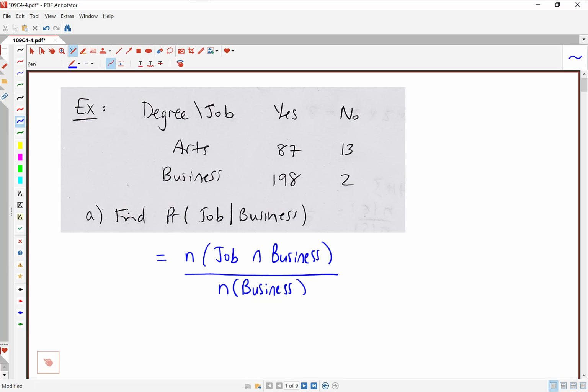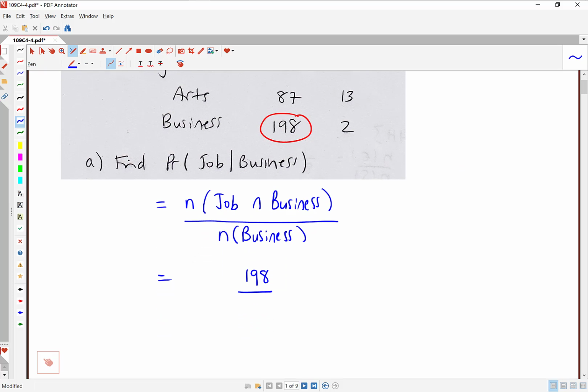On top, we want the number who have a job and are in business. So let's go job, yes, and business, that's 198. So that's our top number. And what we need to divide by is the number of students in business. So we need to look at all the students who are in business and just add up those numbers. So 198 plus 2, 200. So our probability is 198 over 200. We turn that into a decimal, 0.99 or 99%.